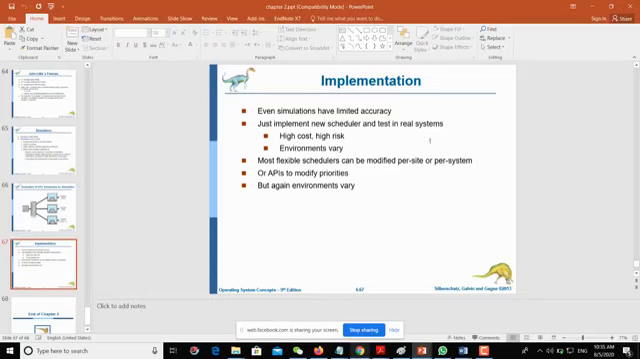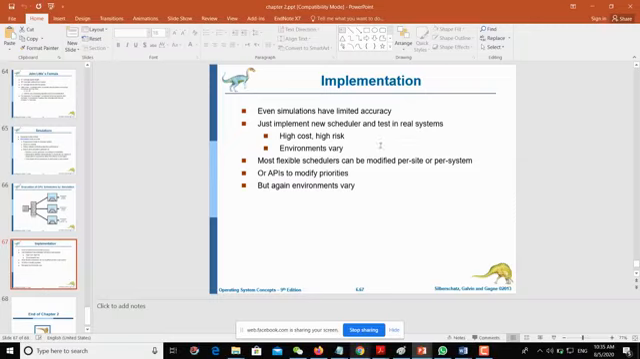Just implement a new scheduler and test it in a real system. This is what I'm also saying. Real system means live, active operating systems. But it will cost you a high cost and carry a high risk. Different things may happen: you may crash your hardware, deadlocks may come, some of your apps may stop working, and some other issues may arise in your operating system.